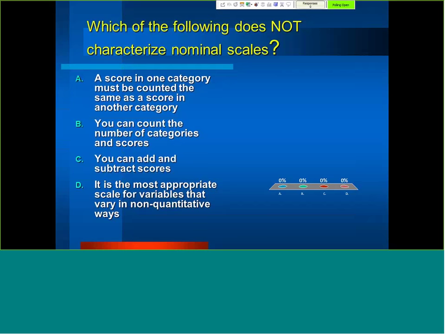The correct answer here is that, remember, this does not characterize a nominal scale, so the correct answer was C, that you can add and subtract scores. You cannot do that. So we're just saying gender is 1, female is 2, so you wouldn't want to take an average gender, for example. So something on a nominal scale, you just count up the number.